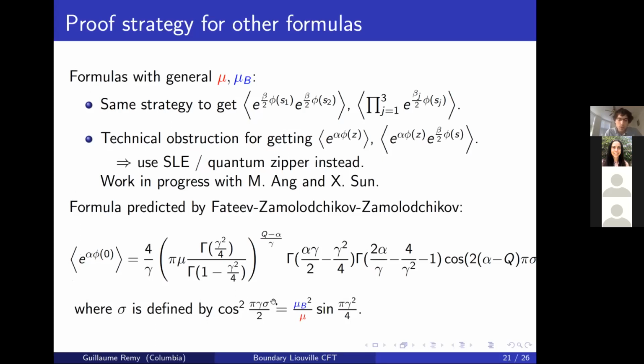Maybe I should put it in color as well, but you define this sigma parameter through this relation, and then it gets thrown into this cosine term. So there's this really beautiful coupling between bulk and boundary that just appears in this formula. And this again we'll prove in a work in progress with Morris and Shin, using just SLE and quantum zipper arguments. But this first bullet point I meant: this BPZ strategy I explained can work for these two functionals here, but there was some obstruction to get these.